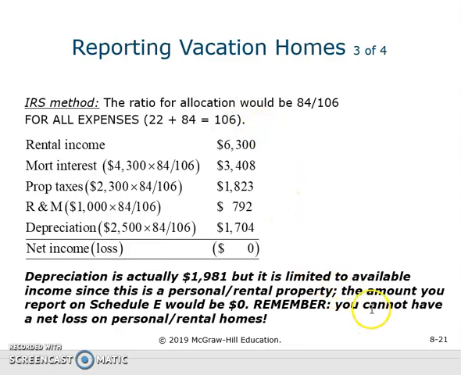the depreciation for the property is actually $1,981, but it's going to be limited due to the available income from the property. Since this is personal rental property, the amount that we're able to report on Schedule E would be 0, and we cannot have a net loss on a personal rental property.